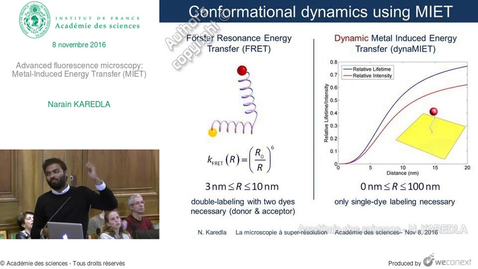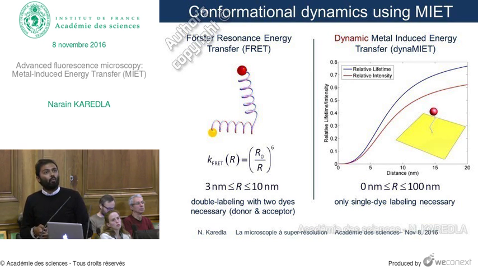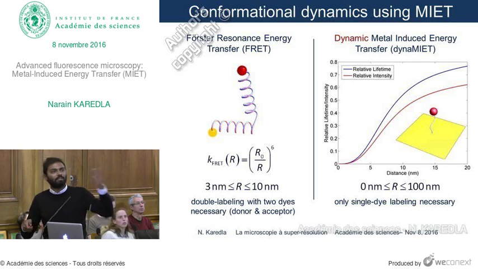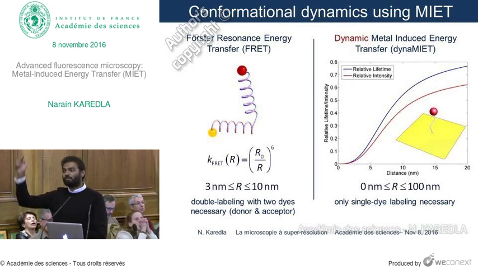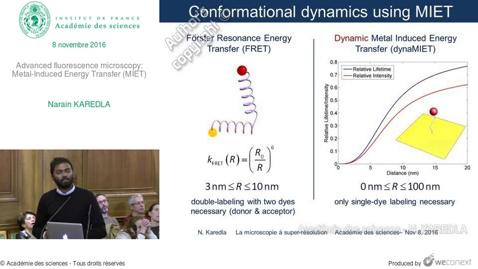In contrast, we are introducing a new method based on MIET, which is dynaMIET, where you have, let's say, 1 label on one end of the protein, and the other end of the protein is immobilized on the surface, and you have the conformational fluctuation in time. The relative intensity of your dye also varies proportionally to the lifetime with the distance from the surface, so it increases. As the fluctuation takes place, you have intensity fluctuations, which you can correlate to find the temporal dynamics of your protein or your polymer, for example.